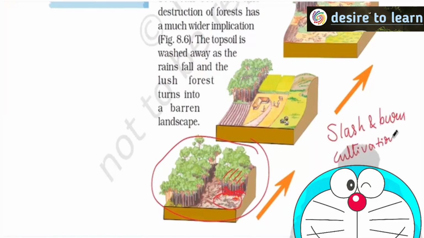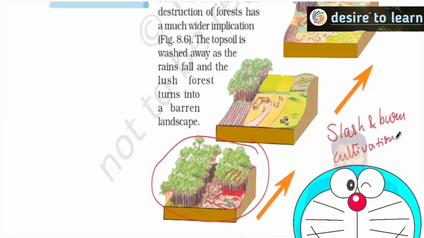So what did you understand? The simple thing I am trying to say here is, they cut, they burn, and the ashes are put there, and they grow. After a particular point of time, again, the fertility of the soil will be lost. So they abandon that land and move to new areas. This is called slash and burn cultivation because they are cutting and they are burning.